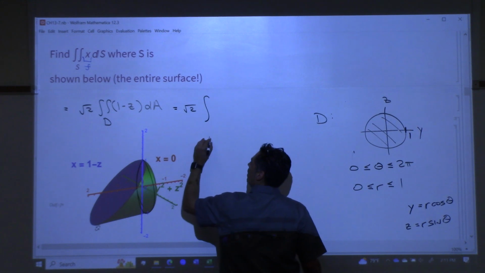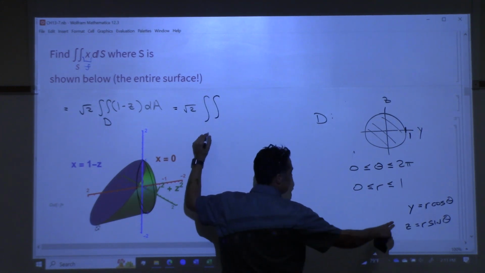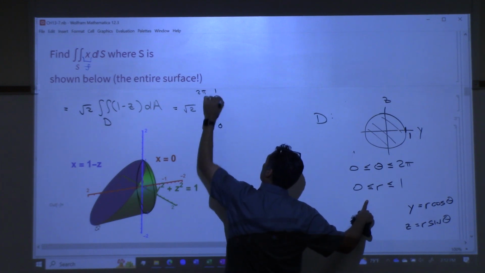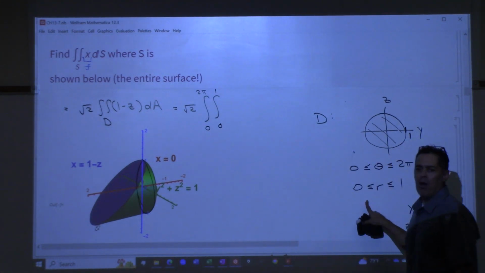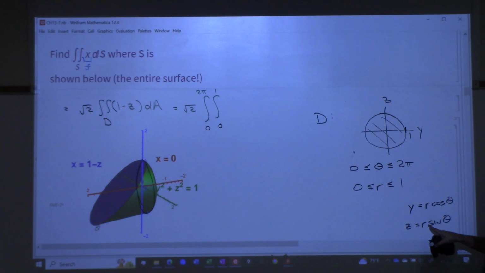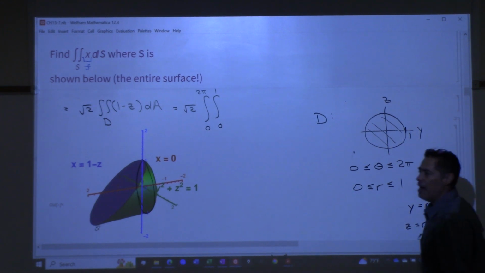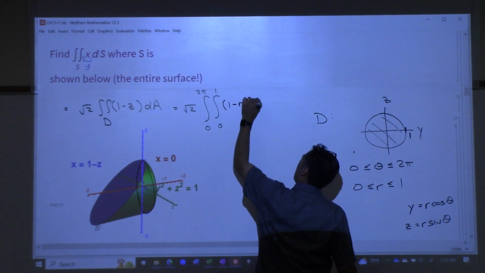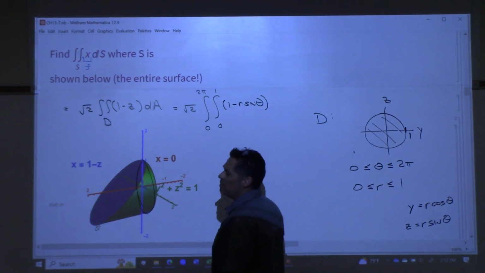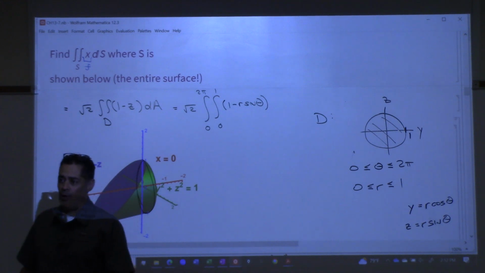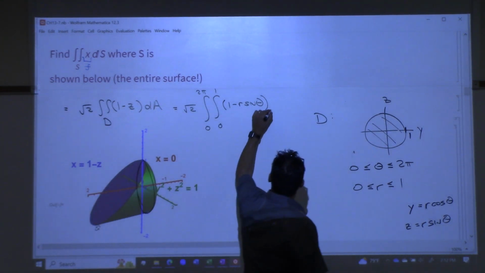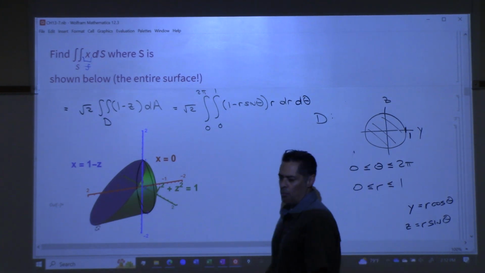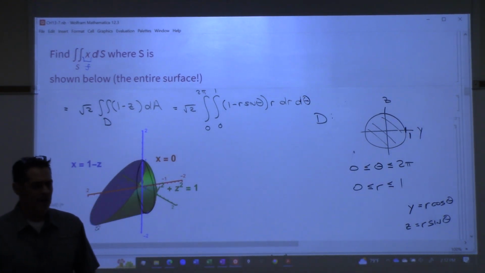Root 2. All right, domain. I can put limits of integration. Let's go 0 to 2 pi, 0 to 1. All right, 1 minus z becomes 1 minus r sine theta, right? 1 minus r sine theta. And then r, because we did polar, right? R, and then dr d theta. And at that point, we are in business, right?